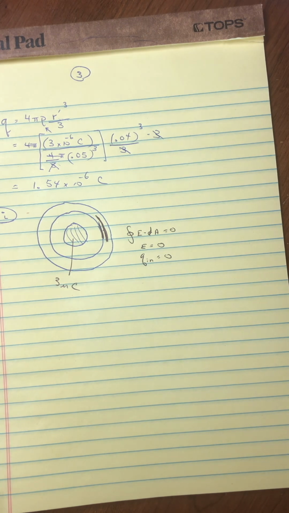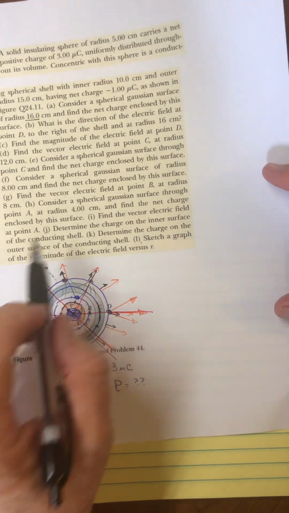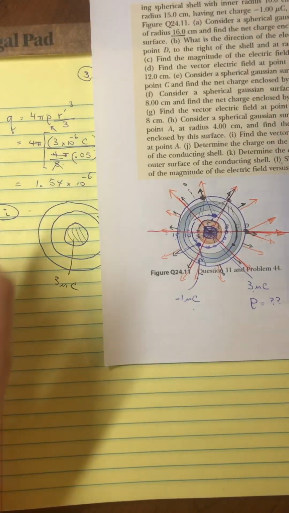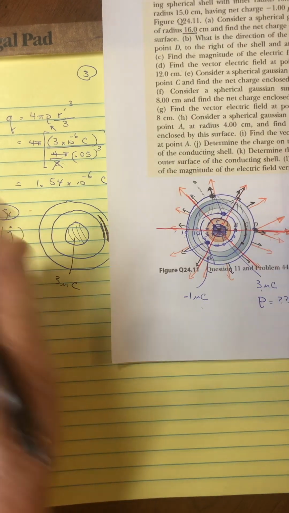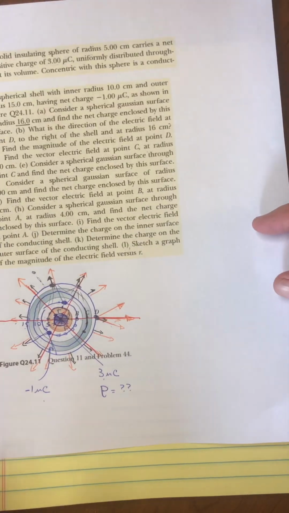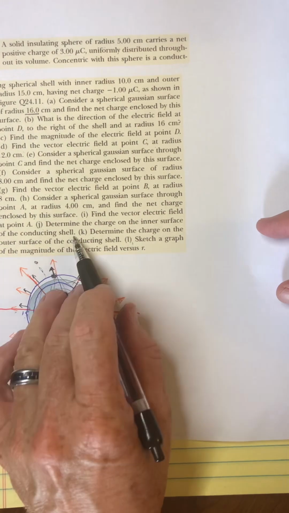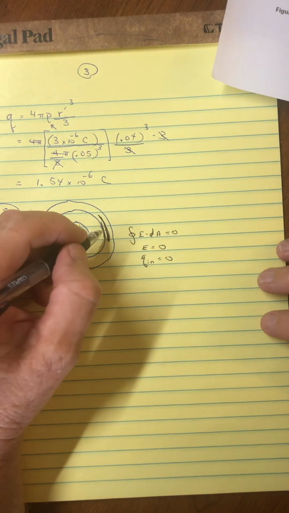And then because of that, you know what? I just realized that I read J, didn't I? Okay, let me keep going and come back to I. So J says determine the charge on the inner surface. All right, so keep going with my argument.